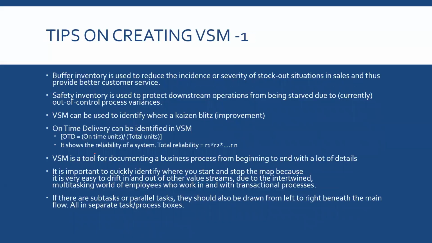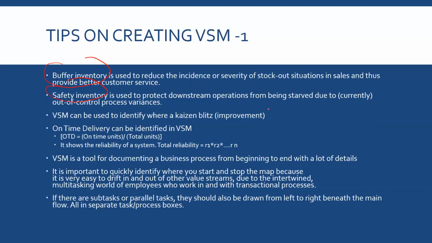Let's move on to 2 more slides here before we end this video. Number 1, I want to talk to you about the buffer inventory, which is used to reduce the incidence or severity of stock out. Some of the questions will ask you about it. What's the difference between the buffer inventory and the safety inventory? The buffer inventory is used to reduce the incidence of severity of stock out situations. However, the safety inventory is used to protect downstream operations from being starved.